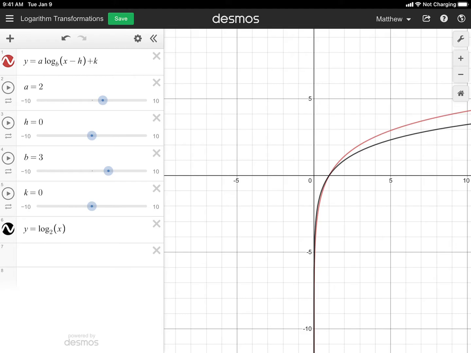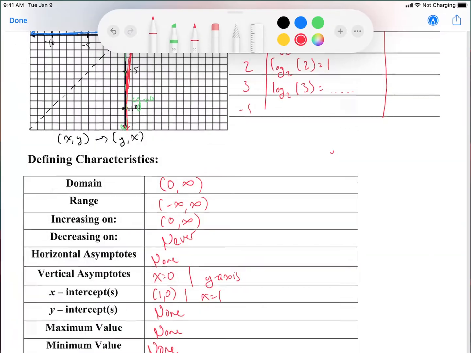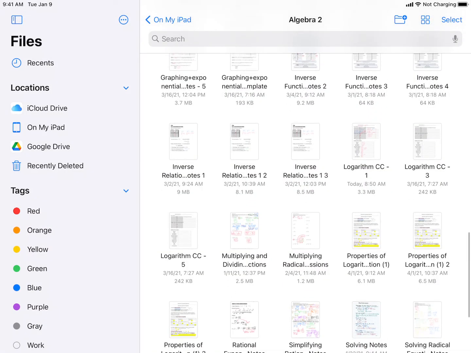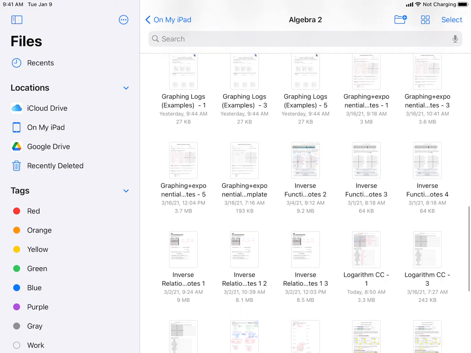But part of the reason it's always going to intercept at 1, 0 is because if you think about my input being 1, log base anything of 1, so we're thinking b to some power equals 1, it'll always be 0. So no matter what I change my base to, if my input's 1, my output's going to be 0. And again, I posted this on Canvas if you'd like to look at it and play around with it a little bit more. But let's go more towards actually practicing graphing.